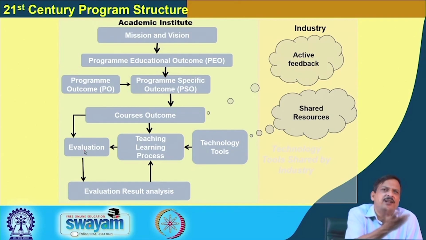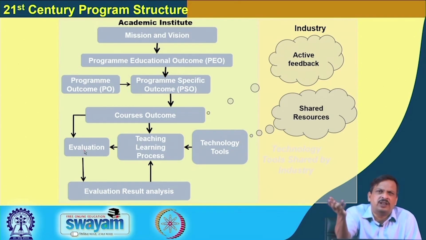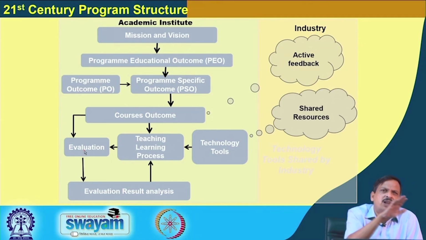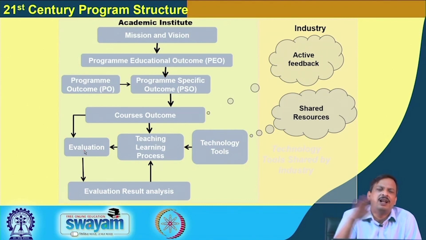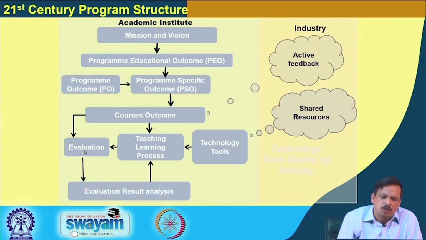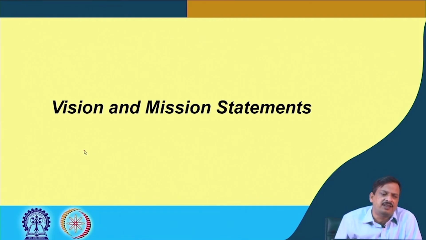Now, if you take 10 NBA documents randomly and find out the mission and vision statements, you see almost all are equal. Everybody says, I will produce a graduate engineer who will be an excellent researcher, with an excellent academic track record, and an excellent citizen of the country of India. Is that a mission and vision statement? So what is a mission statement and a vision statement?